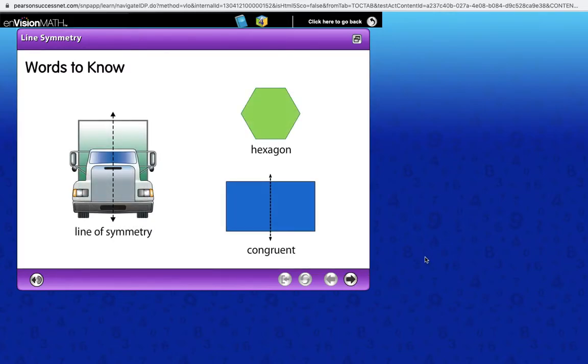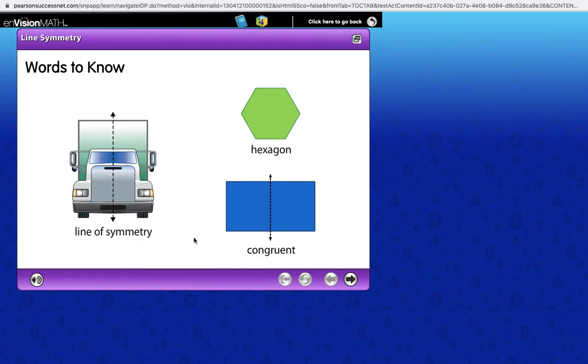Okay. So, as I said, boys and girls, this is an example of a line of symmetry because the right side is the same as the left side. If I were looking at this truck, this line would be a line of symmetry, and I could say that the right side is symmetrical to the left side. That is another form of the word symmetry.